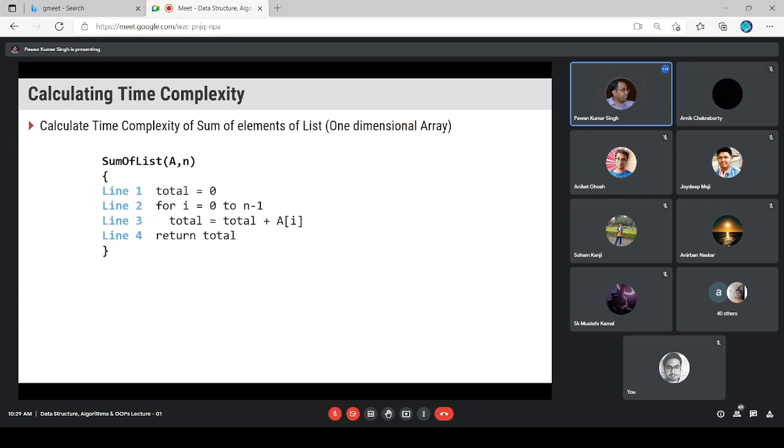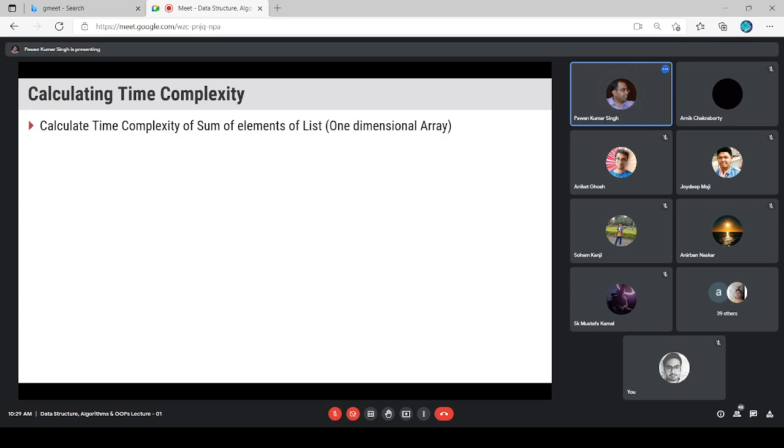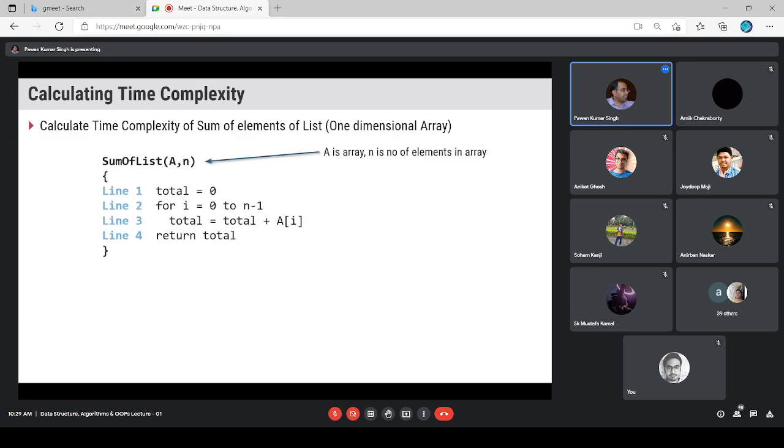Suppose this is a function for calculating the sum of the elements of a list, or you can say a one dimensional array. You know this function, you have written it in the previous semester. Now how would you calculate the time complexity? Here a is an array and n is the number of elements in the array.